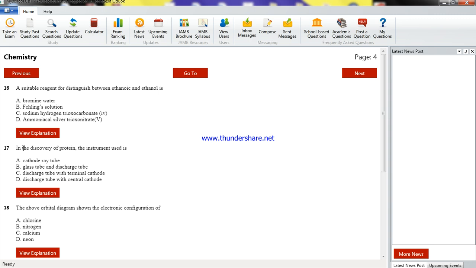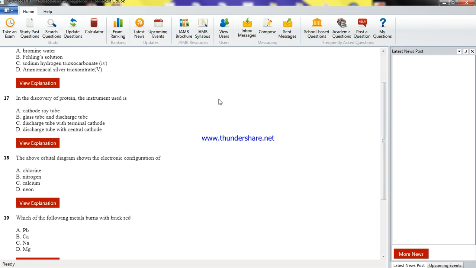Okay, then the next question says, in the discovery of proton, sorry, that's proton, not protein. In the discovery of proton, the instrument used is option D, which is the discharge tube with central cathode. You know, that's the instrument that is used to produce both cathode rays and positive rays. That's the instrument that was used by J.J. Thomson in 1897 to discover both the electrons and the protons.